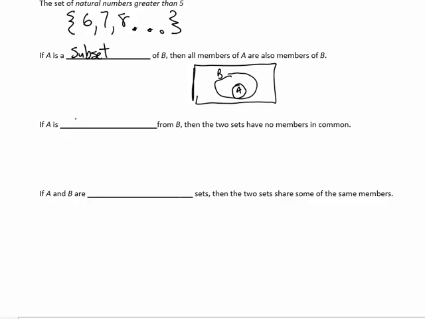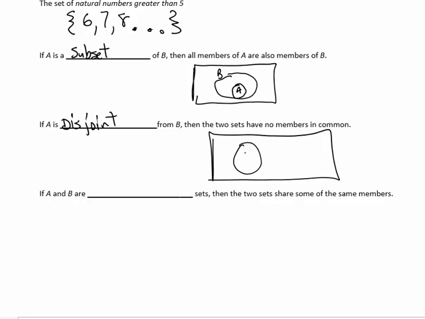Then we have an idea called disjoint. If A is disjoint from B, then they have no members in common. So if I look at the population here, here's set A, and here's set B, and there is no overlap. There's nothing in common between the two.